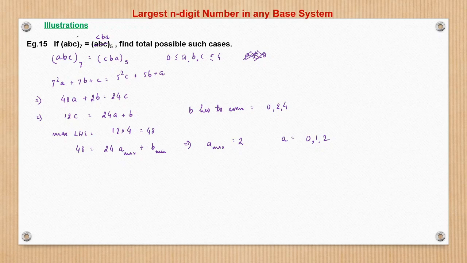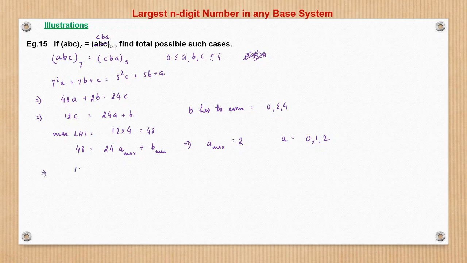Here we are assuming it's not mentioned that it's a 3-digit number. So let's assume A can take a value of 0. But if the question was clear that ABC is a 3-digit number, then we would not have taken A equal to 0 as a case. Now we'll come back to our original question.